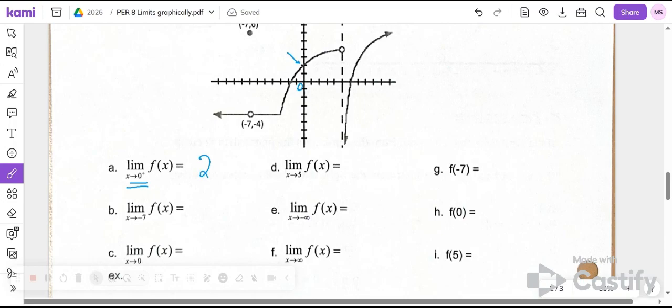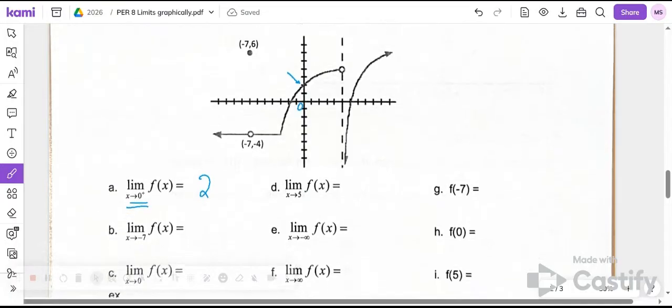Now go down to letter B. What number are you going to? -7. Where is my graph? What's that height? My graph is at -4, so my limit here would be -4. It's okay for that to be an open circle. It's kind of like someone came and punched a hole in the graph, like manhole covers, the sewer covers, where the cover went all the way up here.